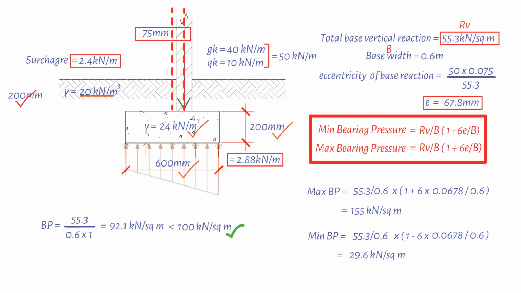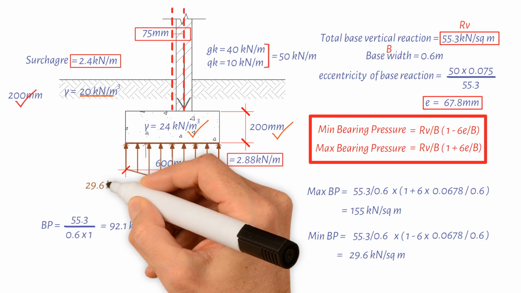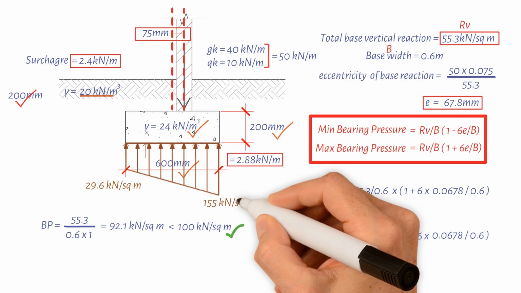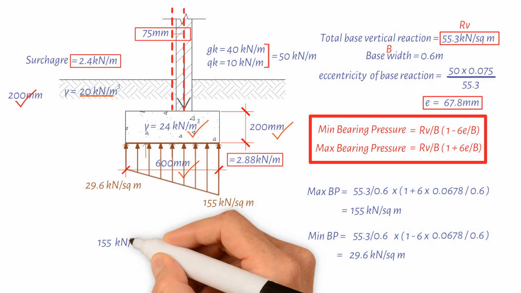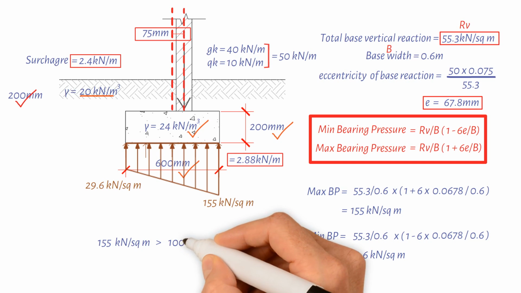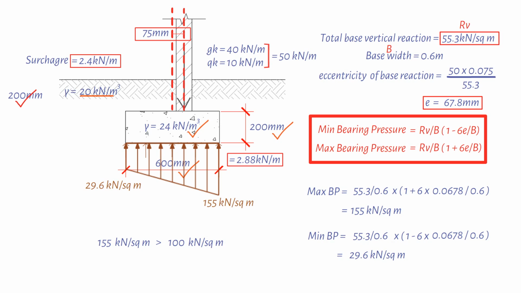The bearing pressure diagram shows that the maximum bearing pressure is greater than the bearing capacity. 155 kilonewtons per square meter is greater than 100 kilonewtons per square meter. Hence, a small shift of the wall on the foundation has resulted in the failure of the foundation.